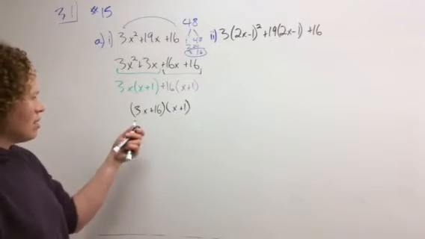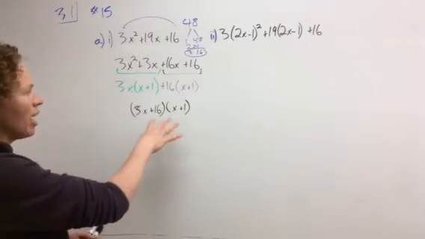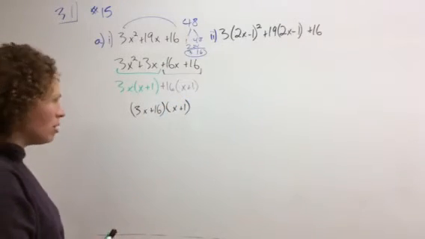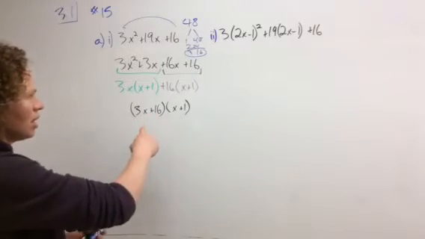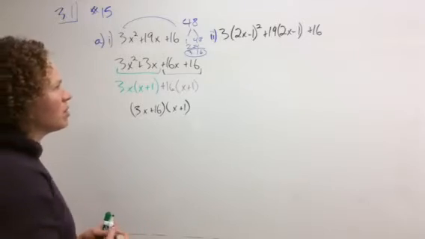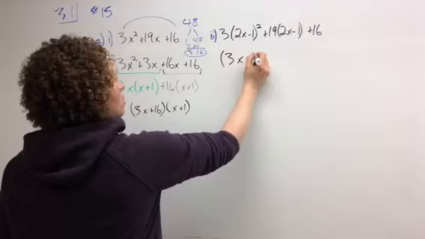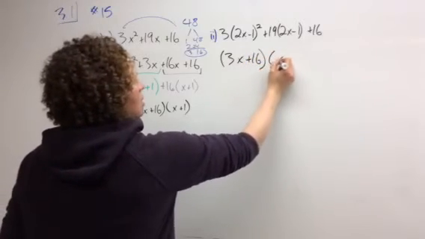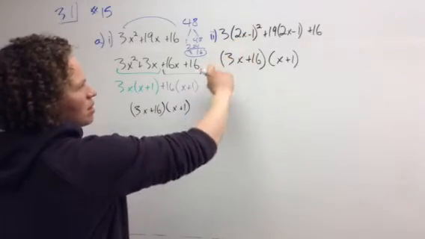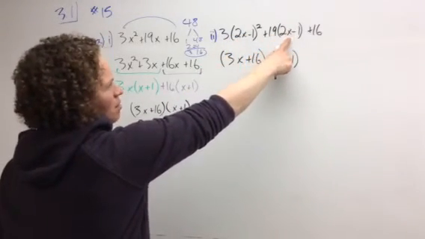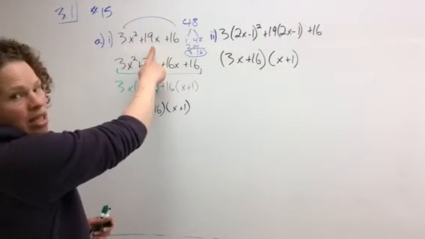Now, this makes that easier because I can just take this pattern and apply it there, remembering that I can substitute the 2x minus 1 in where the x goes. So I can just write that out as 3x plus 16 times x plus 1, because the basic pattern's the same. It's 3 times something squared plus 19 times that same thing plus 16. It's essentially the same pattern as this was right here.